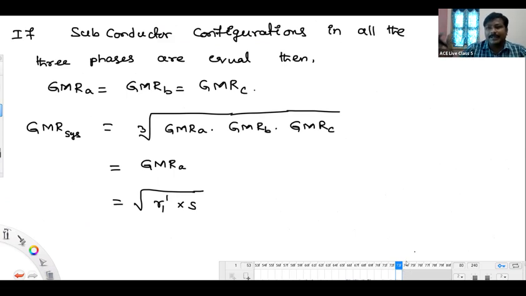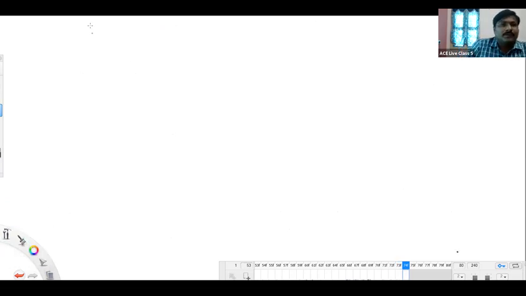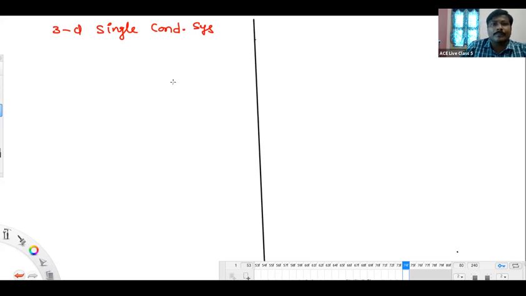First of all, I want to make a comparison between three-phase single conductor system and three-phase bundle. I will discuss about three subconductor system, four subconductor system later. For time being, I want to make a comparison between three-phase single conductor system and bundle conductor system. Just look here. I have three-phase single conductor system on one side. On the other side, I will be taking up three-phase bundle conductor system. Kindly observe.